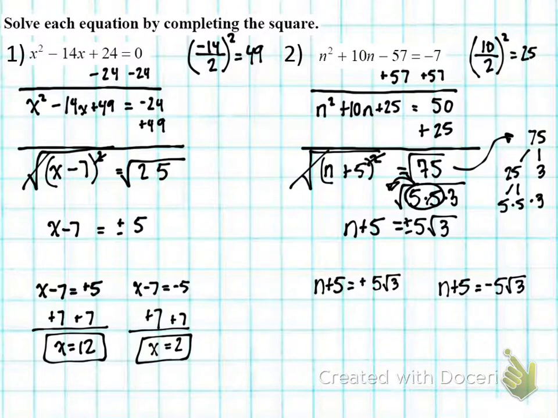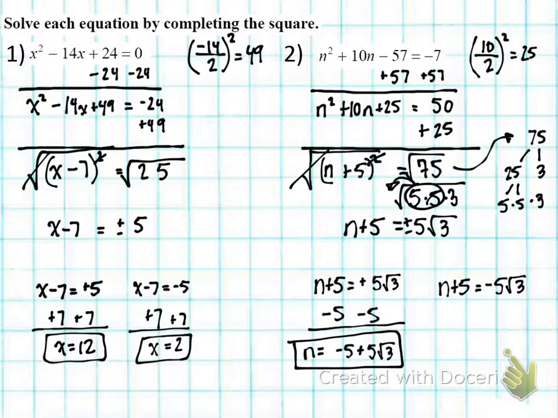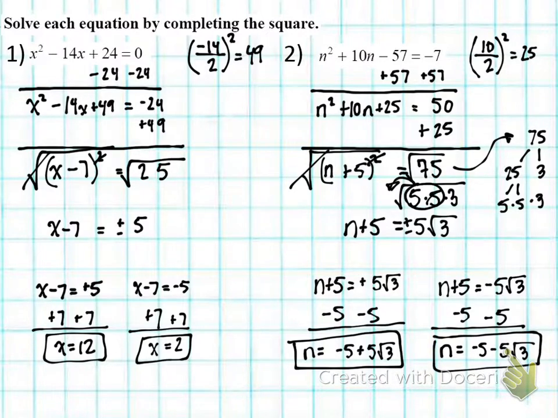Okay? We're going to subtract 5 on both sides. So we got n is equal to negative 5 plus 5 rad 3. That's one answer. And then the second answer, we're going to subtract 5 on both sides, which gives n is equal to negative 5 minus 5 rad 3. Box our answers, and we're done.